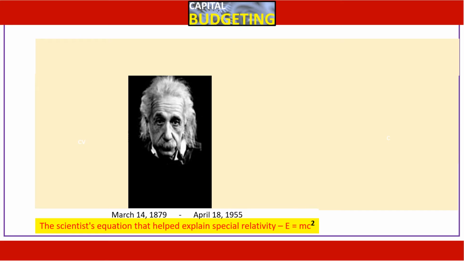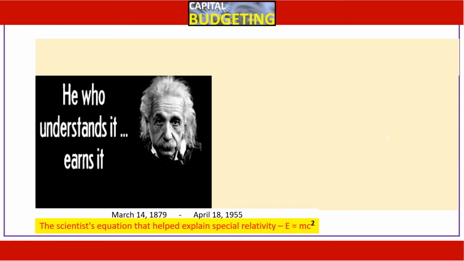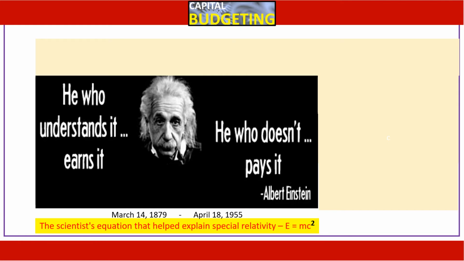We have seen traditional method doesn't take care of time value of money. We need to understand what one of the greatest scientists talked about this particular weakness of financial evaluation. He said, there is a point to be noted here. He who understands it earns it. He was referring to time value of money. He who understands time value of money earns it. He who does not, he will pay it.